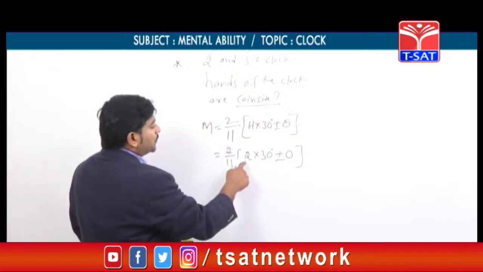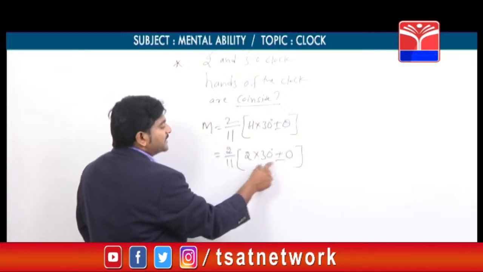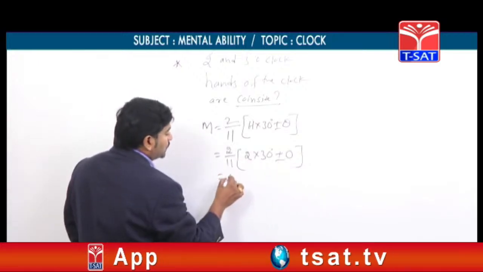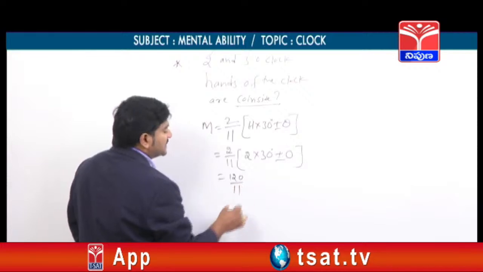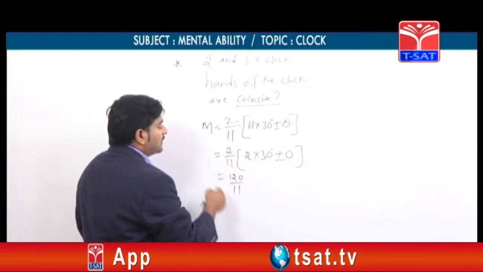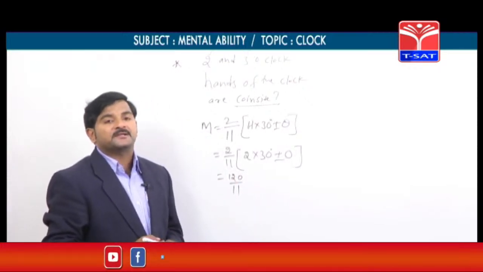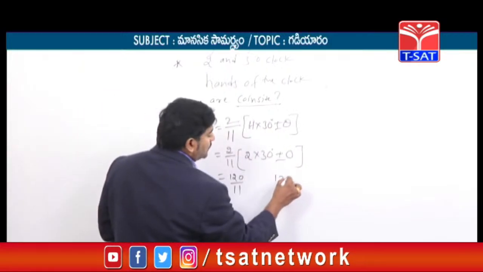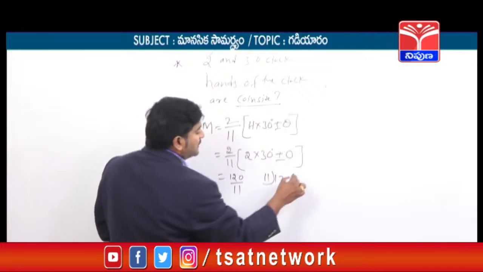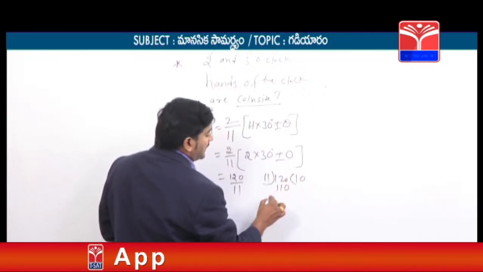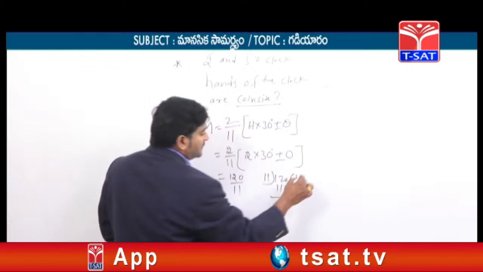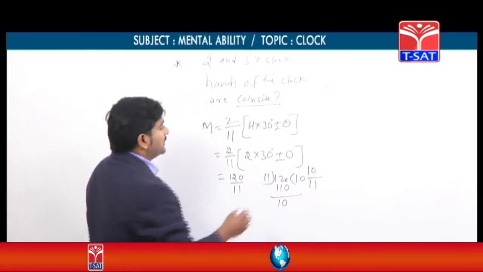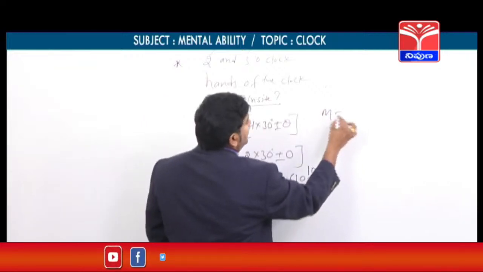So 2 into 30 is 60. 60 degrees plus or minus 0 is again 60 only. 60 into 2 is 120 by 11. This we can simplify. It's a simple normal fraction, which we can convert into a mixed fraction. How can we convert 120 divided by 11? 11 tens are 110, so what is the remainder? 10. That's why we can write 10 by 11 minutes. So here our m value, how much are we getting, my dear students?